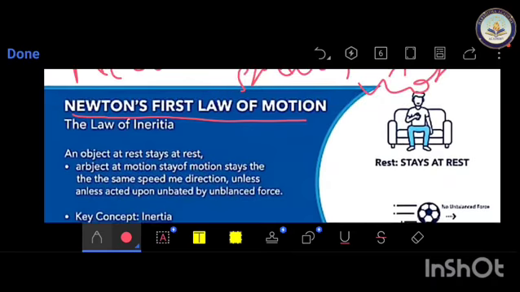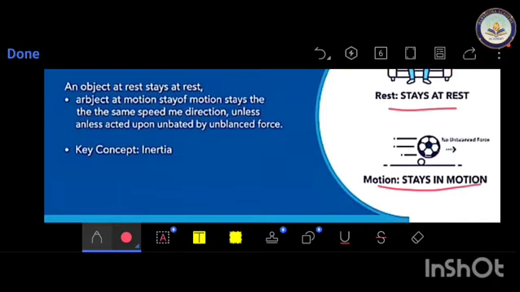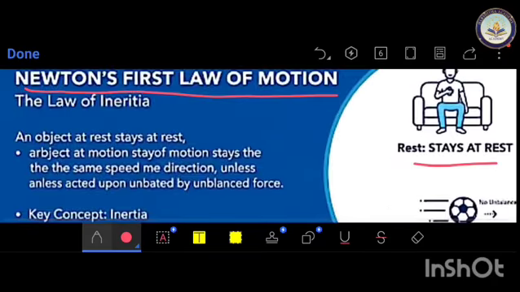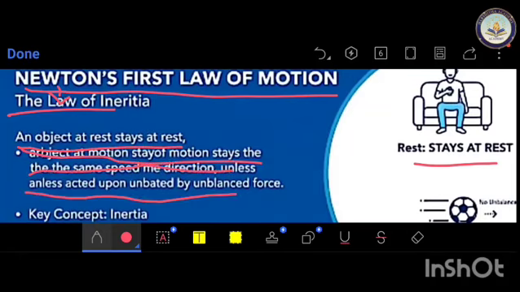Firstly, Newton's first law of motion: rest stays at rest, and motion stays at motion. Newton's first law is also called the law of inertia. What is Newton's first law? It explains that an object at rest stays at rest, and an object in motion stays at the same speed and direction, unless acted upon by an external unbalanced force.